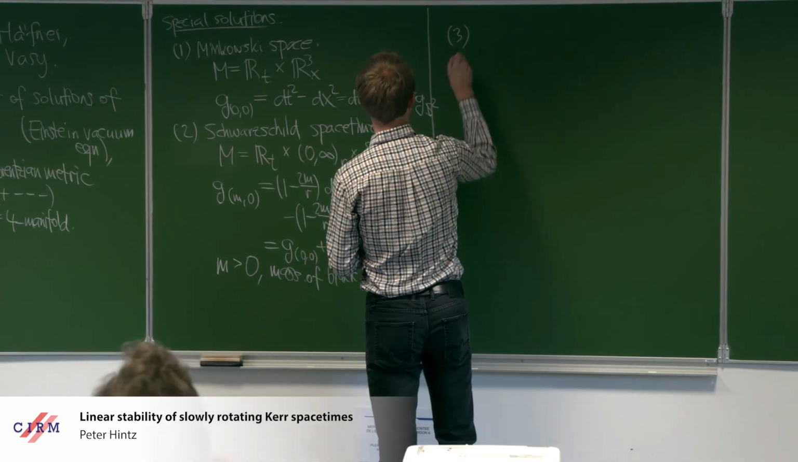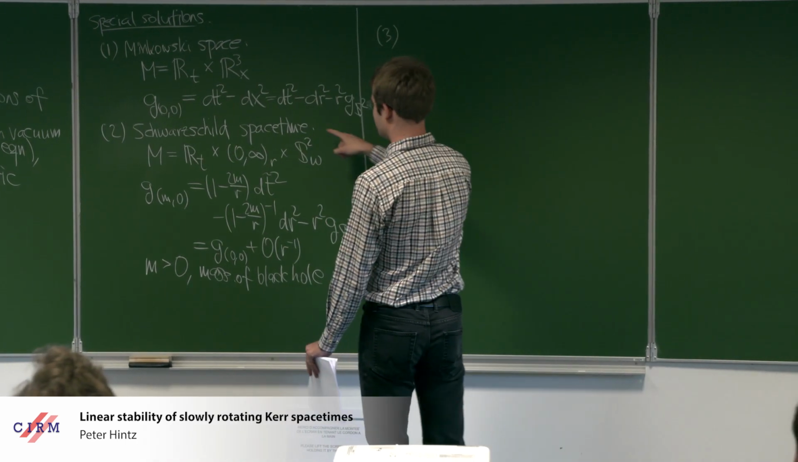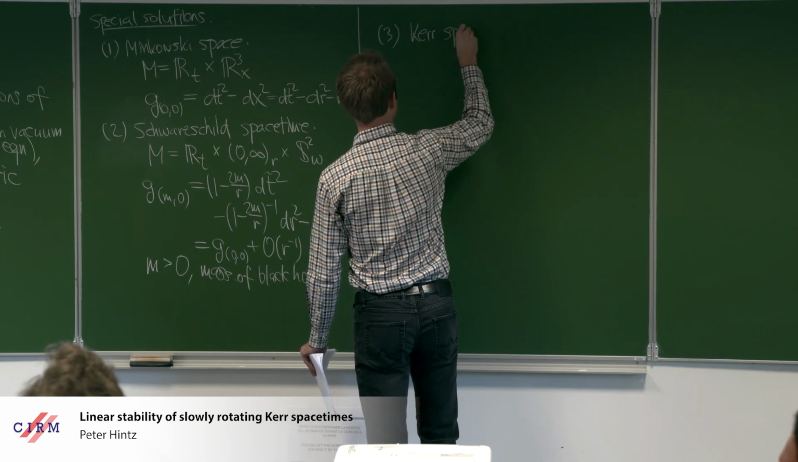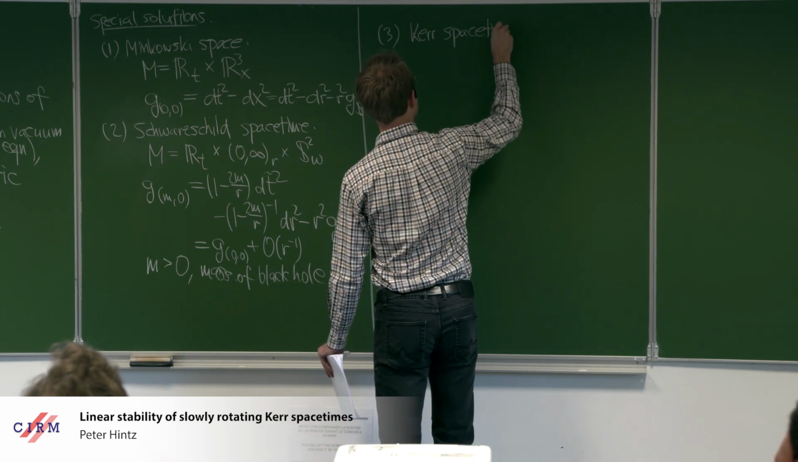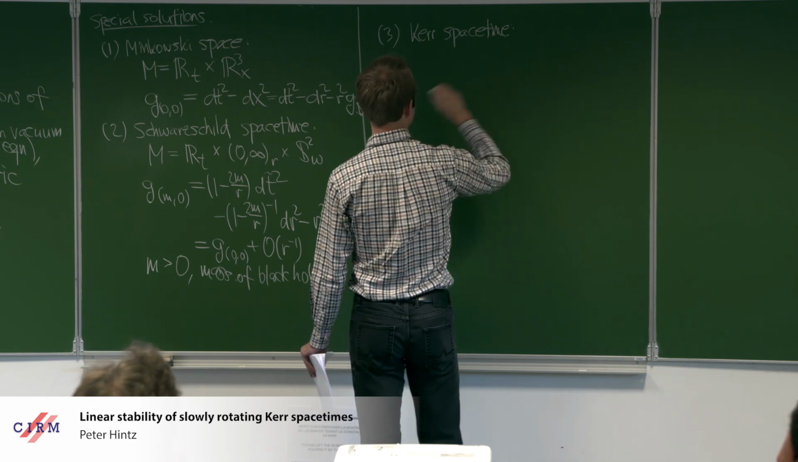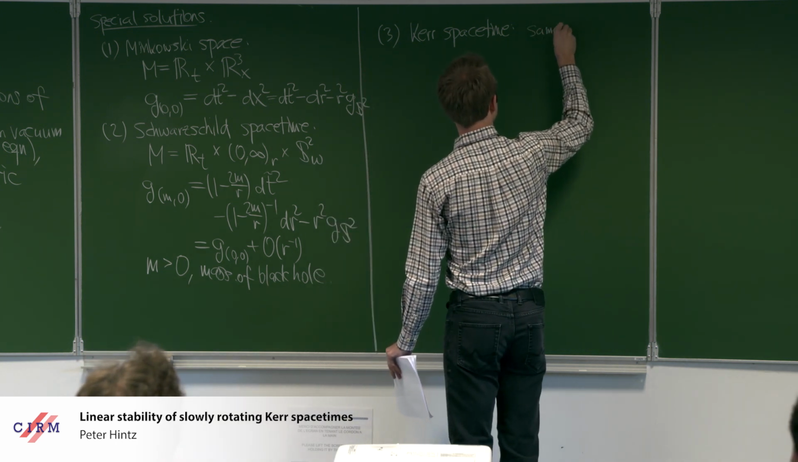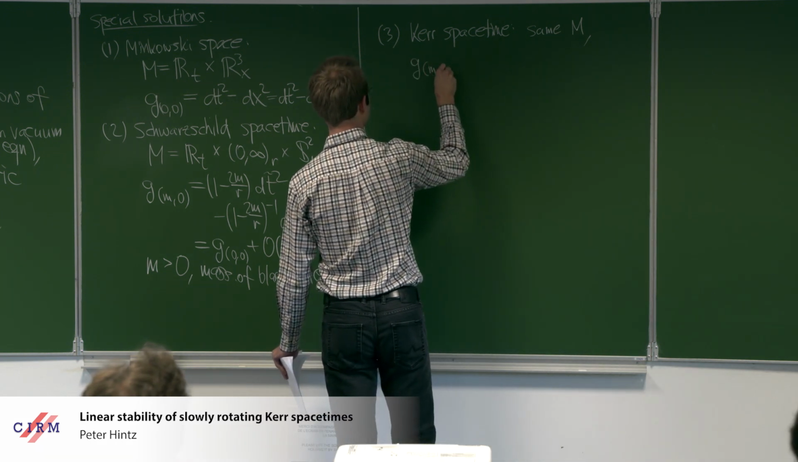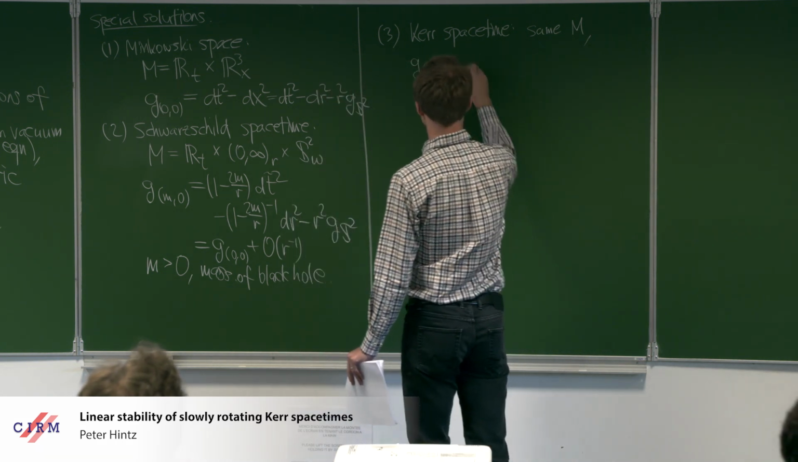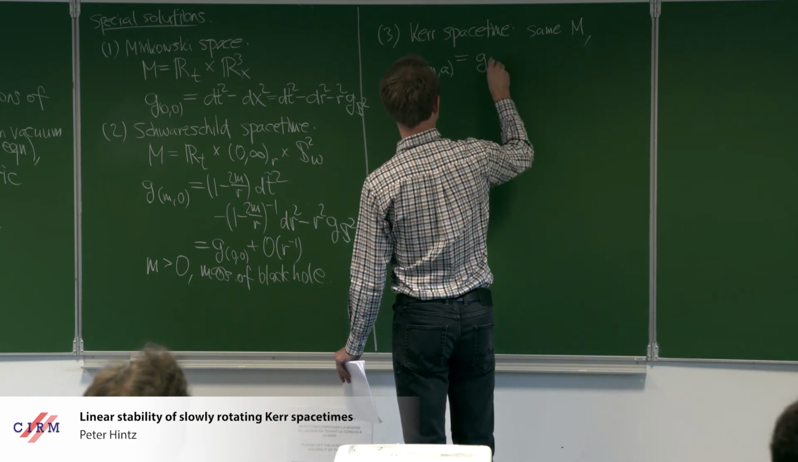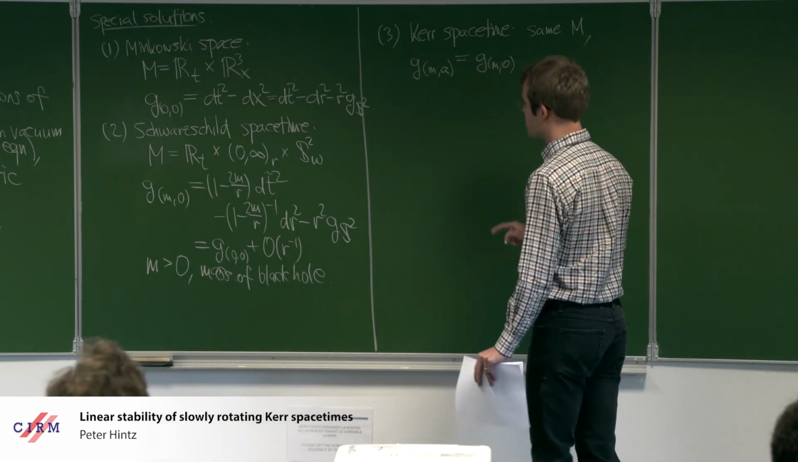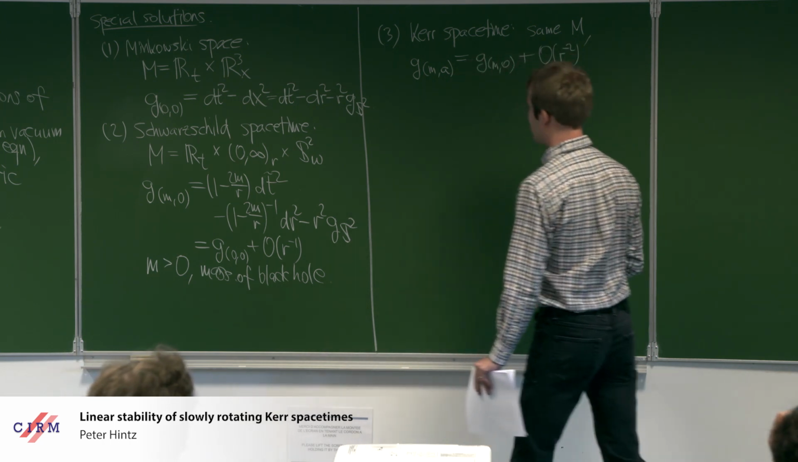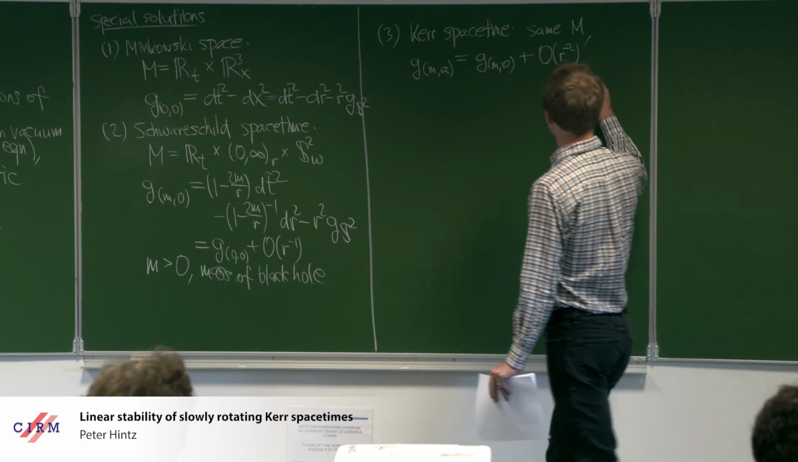The third family of solutions I want to write down is yet a generalization of this. It's called the Kerr spacetime, or Kerr family of spacetimes. And it's the same manifold, give or take. And the metric now I will not write down explicitly, even though you can do so. It's not too bad. But if you look at the expression, it's equal to the Schwarzschild metric plus some extra correction terms which decay even faster, like 1 over r squared.